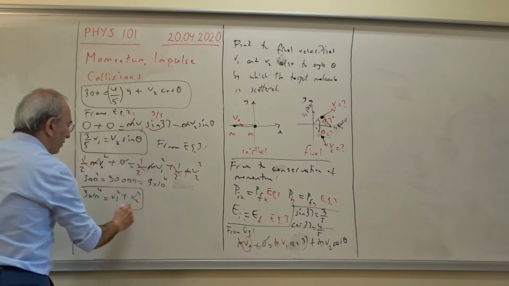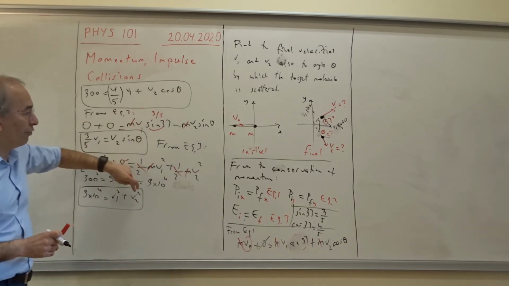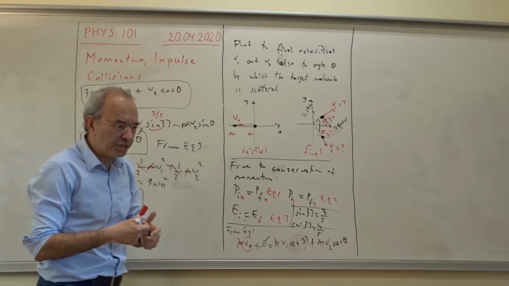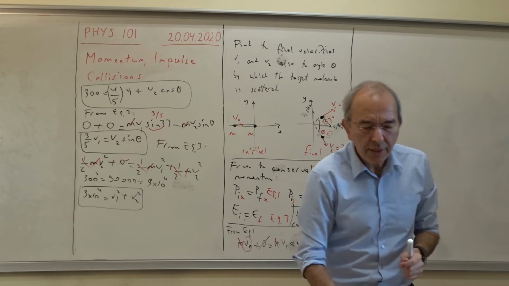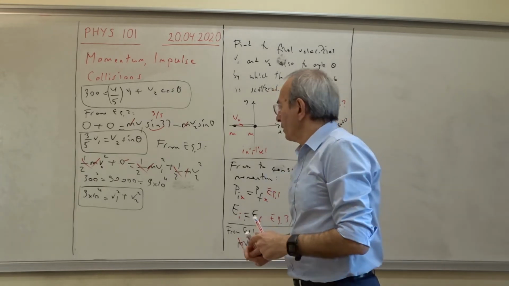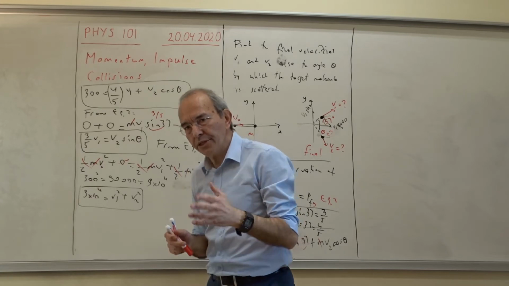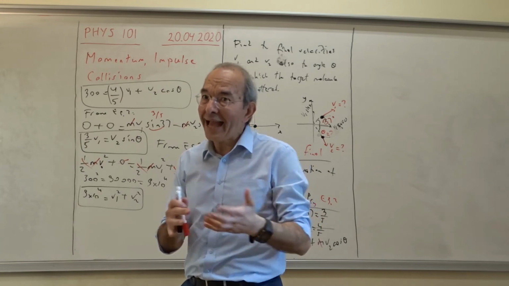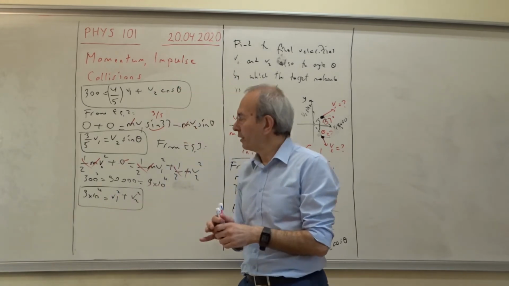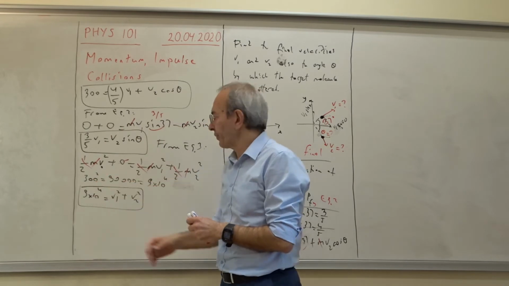So we have three equations, first one, second one, third one, three independent equations, and we have three unknowns, the two velocities and one angle. So we can solve the problem. Remember that the condition for solving for n unknowns is to have n independent equations. Yes, indeed we have three independent equations.